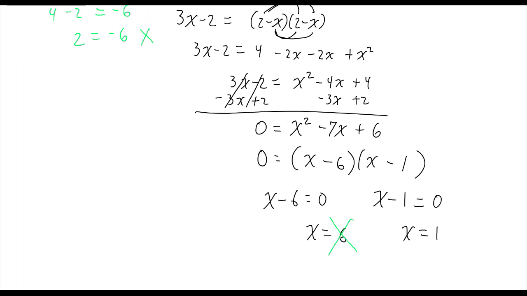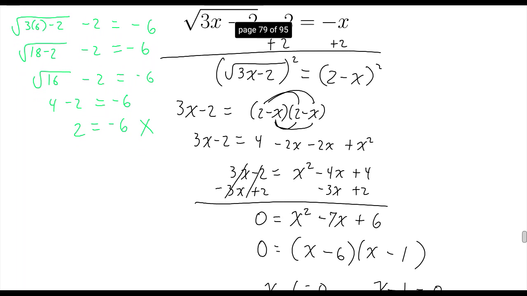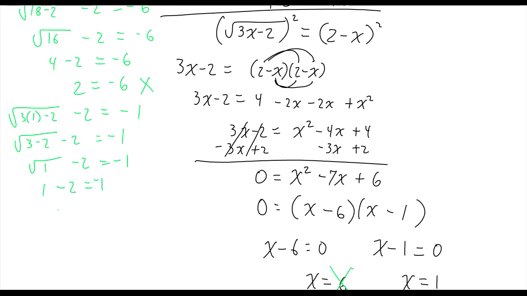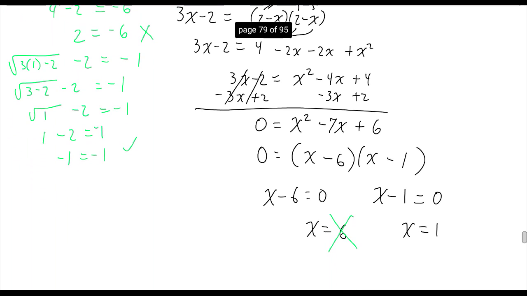Let's try it with 1. The square root of 3 times 1 minus 2 is equal to negative 1. 3 times 1 is 3. 3 minus 2 is 1. The square root of 1 is 1. 1 minus 2 is negative 1. Negative 1 equals negative 1. Okay, I do have one solution, and it's 1.